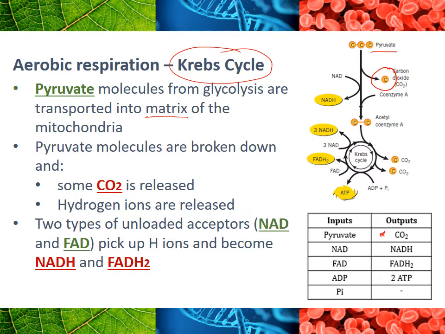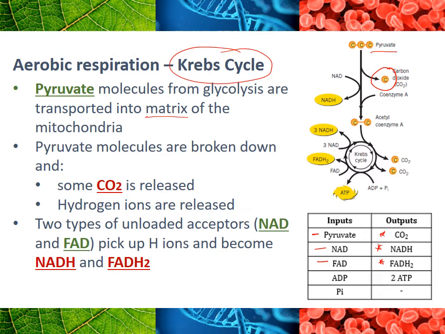The hydrogens get picked up. We have some more of those NAD unloaded acceptors, unloaded coenzymes, and also another one called FAD. So they both pick up hydrogen ions and become NADH and FADH. Okay, so we've had our pyruvate getting broken down. We've got carbon dioxide getting made from those carbons. Our NAD and our FAD have picked up our hydrogens.